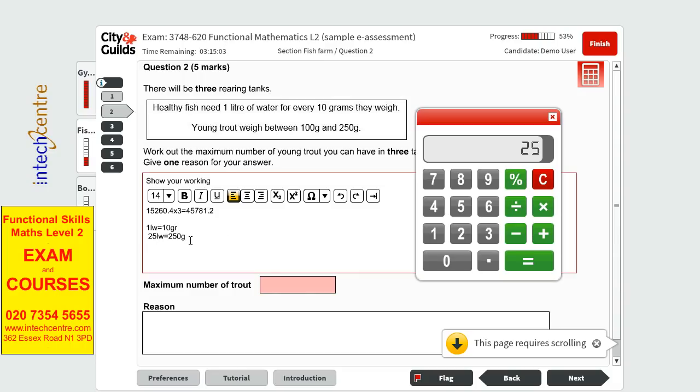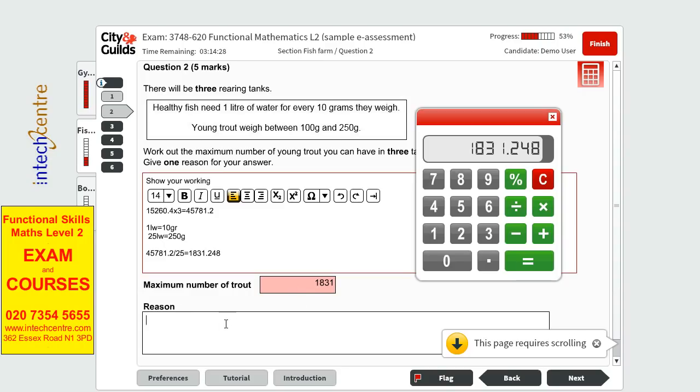Knowing this, we can take the amount of water we have in the 3 rearing tanks, so 45,781.2 divided by the 25 liters. Let's see how many fish we can fit in that water. 45,781.2 divided by 25, we get 1,831.248. So we will have a maximum of 1831 because there wouldn't be space for the rest.